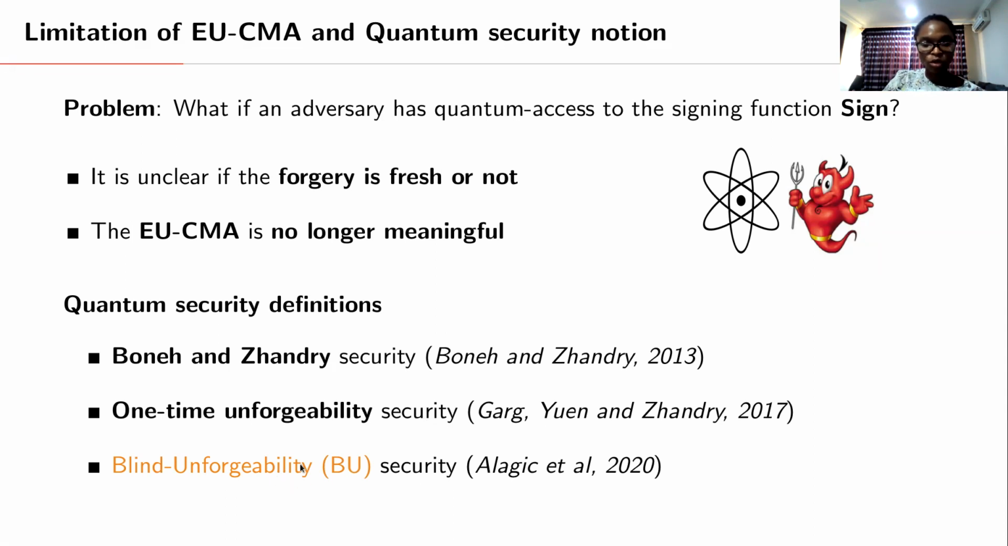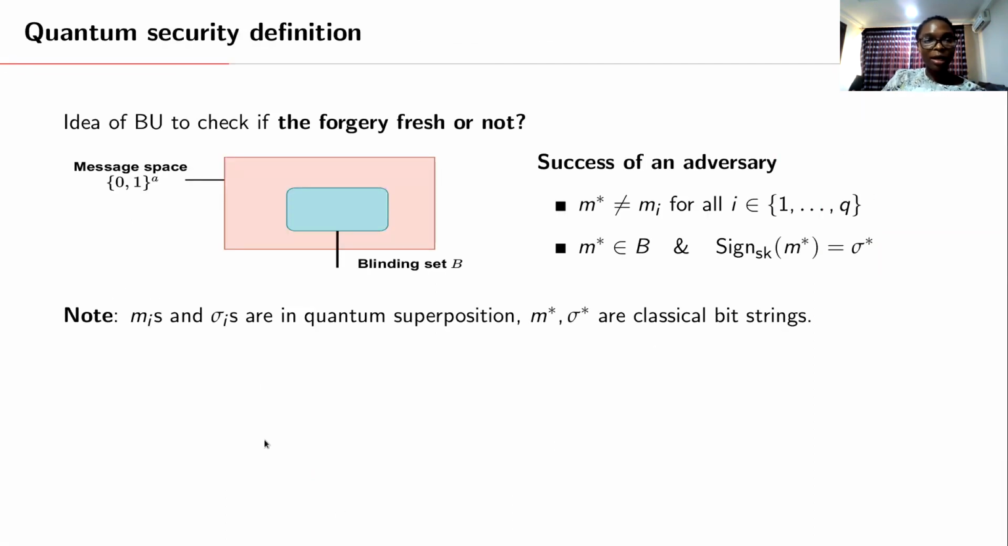That's the one we are going to use to achieve our proof. So the idea of blind unforgeability is that, since the problem is to distinguish the fresh forgery, the adversary's message, from the queried ones, in the blind forge experiment we choose a subset of the message space for which all the messages belonging to this set will not receive a signature. So if an adversary queries a message that belongs to this subset, it will not get the signature. And its goal is to come out with a valid signature for messages belonging to this set.